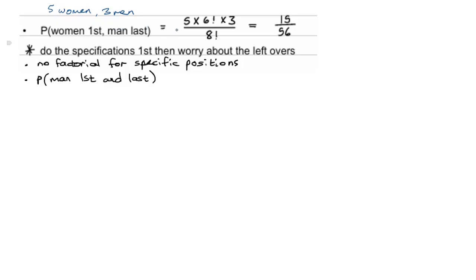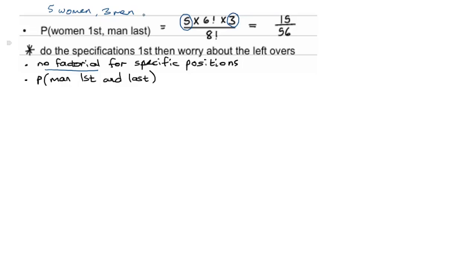5 women could have sat in the first chair, and so with positions, 2 things. I like to do them first and then worry about all the leftovers. And also for those specific positions, there's no factorial. And so how many women could have sat in that first chair? It's just 5 women could have sat there. Then let me look at the last chair. Who and how many people could have sat there? There were 3 men that could have sat last, and so it's just the number 3.